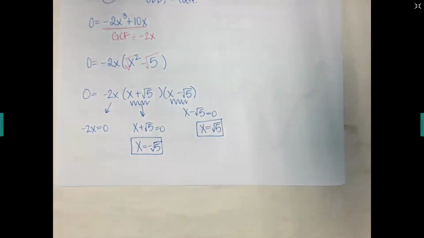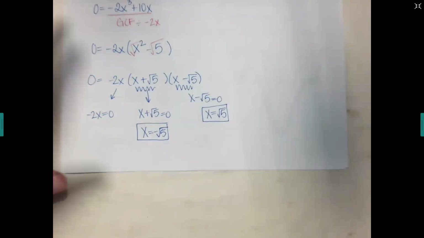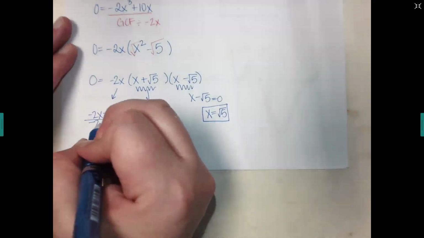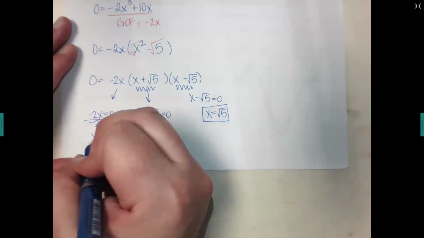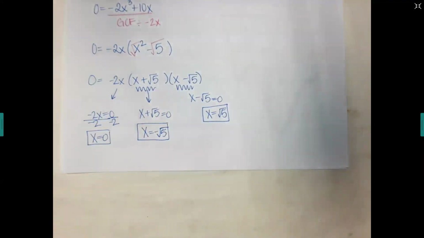Now, let's talk about the 2x. Okay, if it's a negative 2x equal to 0, how do I get rid of the negative 2 from the front? Divide. But what is 0 divided by anything? 0. Still 0. So here's the shortcut for that. If you have an x on the outside, 0 is the answer that goes. Even if there's a number with it. If the x is outside, 0 is your answer.